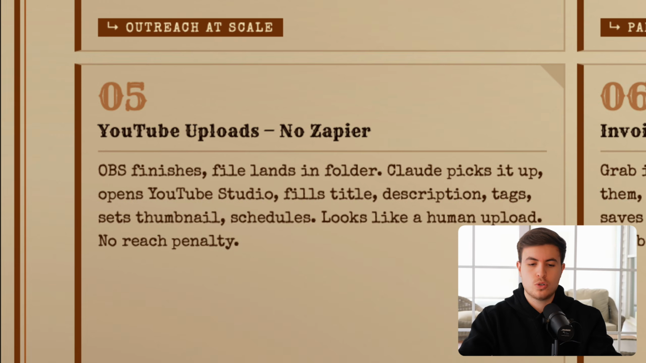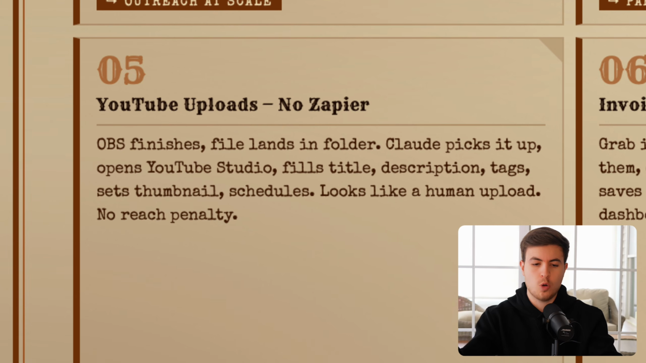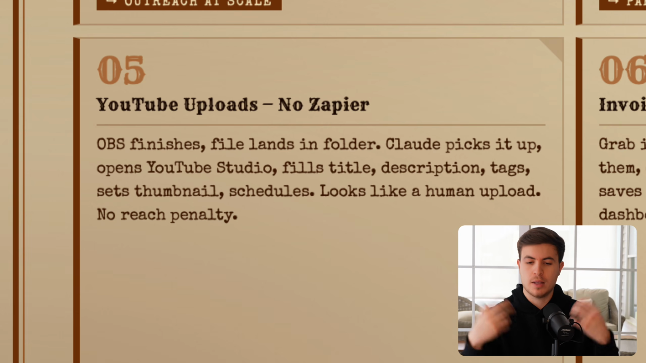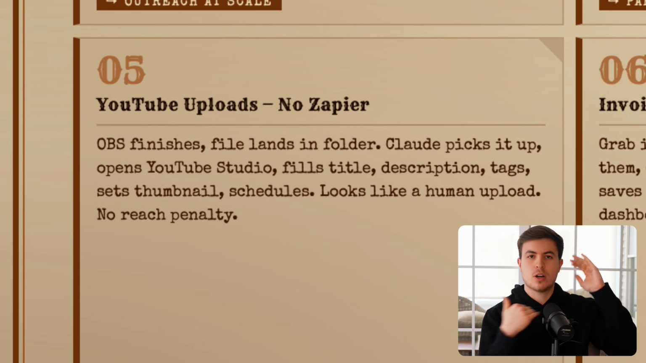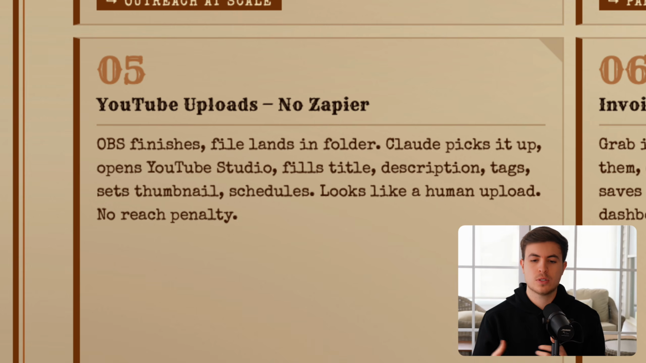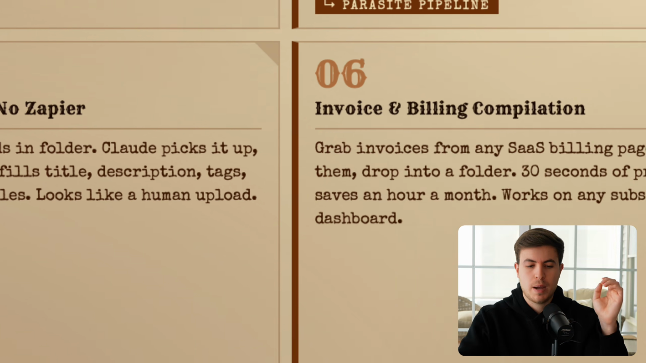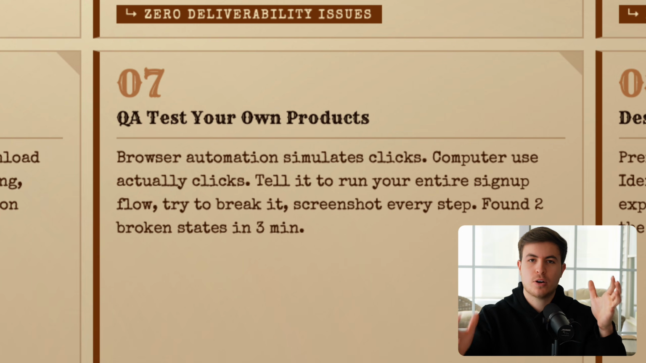Then we have YouTube uploads. So once OBS finishes, or whatever software you'd be using to record videos, the file lands in the folder, it grabs it, it goes to YouTube Studio, fills in the information, and uploads it. You could technically just have an entire Google Sheet of all these YouTube videos, have it download and upload the videos. Then another massively important use case, we can actually test our own products' landing pages.